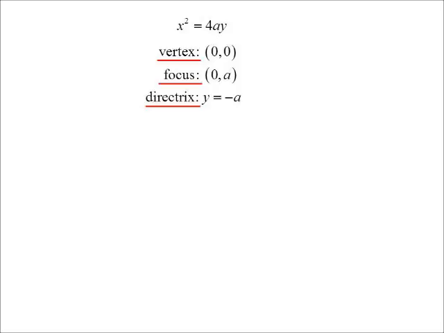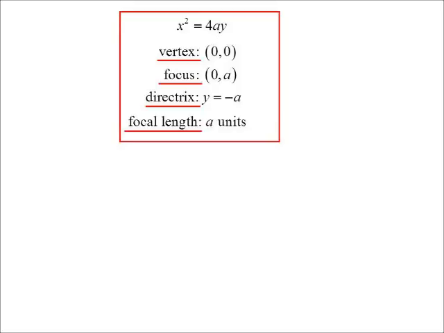So, as x squared equals 4ay, we know every one of those parabolas will go through the origin. Its vertex will be at (0, 0). Its focus will be at the point (0, a), and its directrix will be y equals negative a. So the key is I just have to find out what a is. There's a thing called a focal length. Focal length is just simply the distance from the focus to the vertex. So it always turns out to be a.